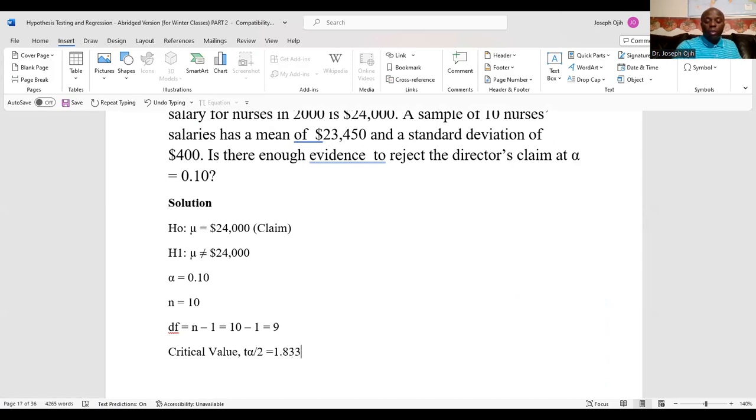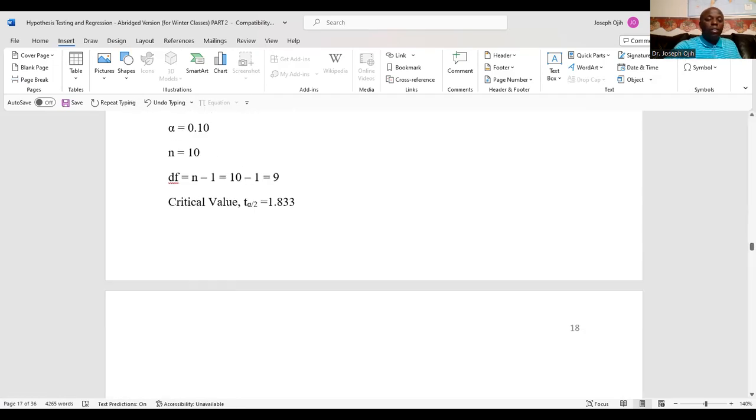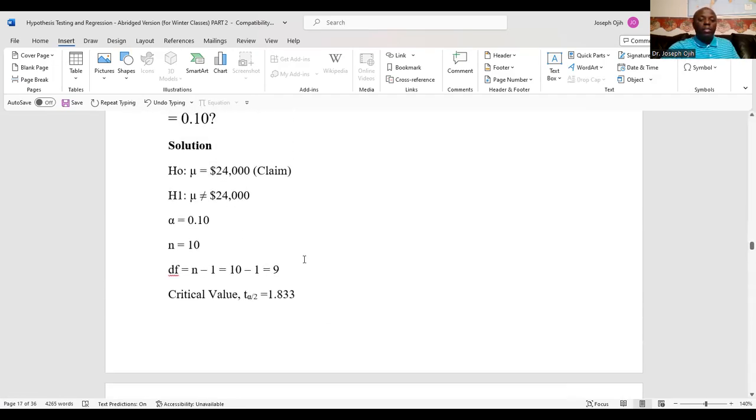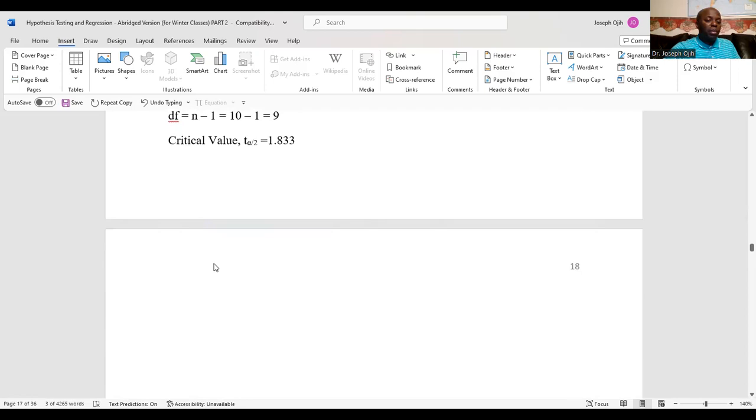1.833. So now we are ready to run our test, since we still have our hypothesis, we have identified our claim, and we have found our critical value. Let us write down the numbers. Mu equals 24,000. That's the population mean.